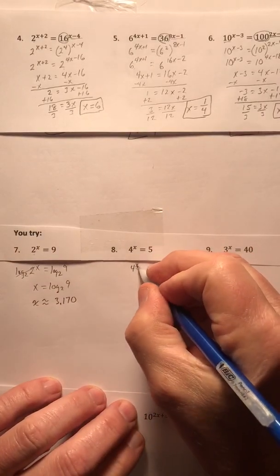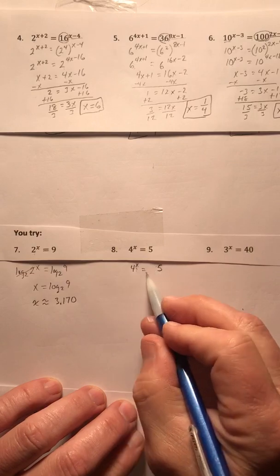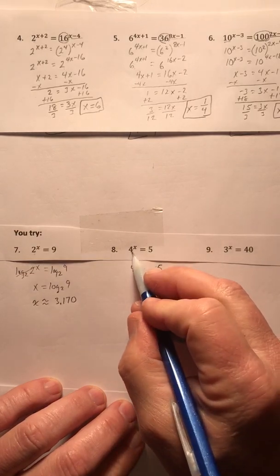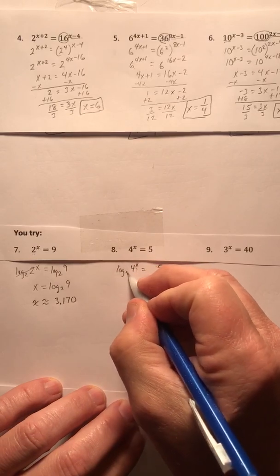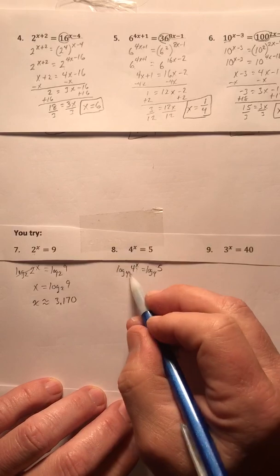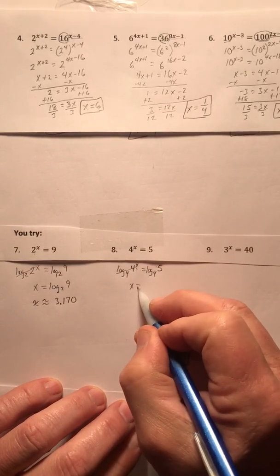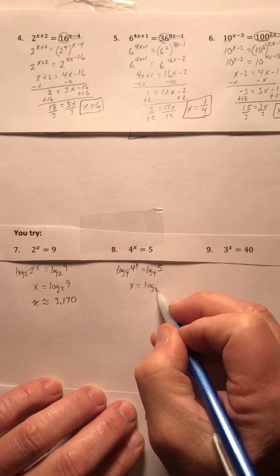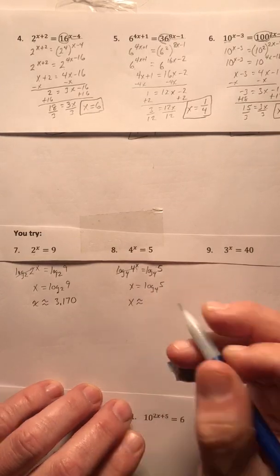All right, the next one, we have 4 to the x, whoops, that's an exponent. 4 to the x power equals 5. And again, I'm just rewriting them so I can put space. All right, so we have a base of 4, so we need a log of that base. So we do log base 4, and whatever we do to one side, we have to do the other side. So now this log base 4 and this 4 cancel out, so it leaves us with x equals log base 4 of 5.